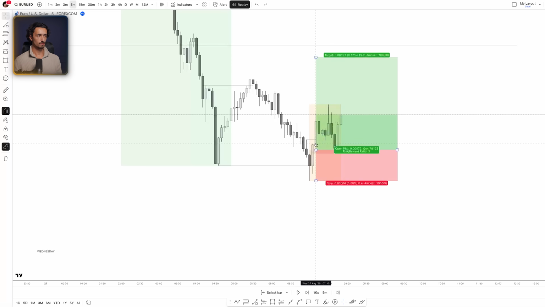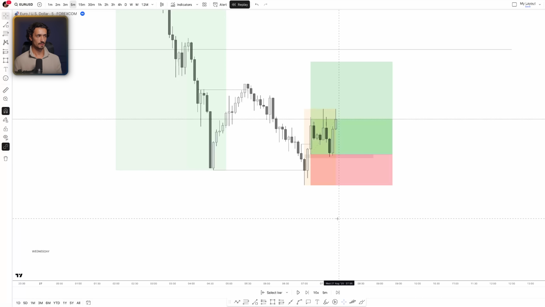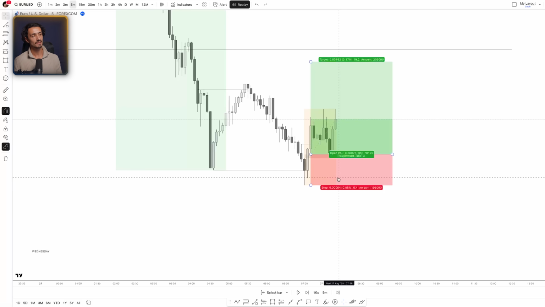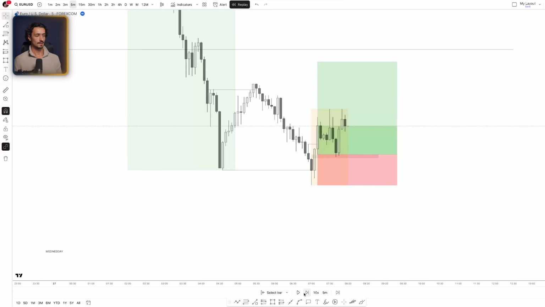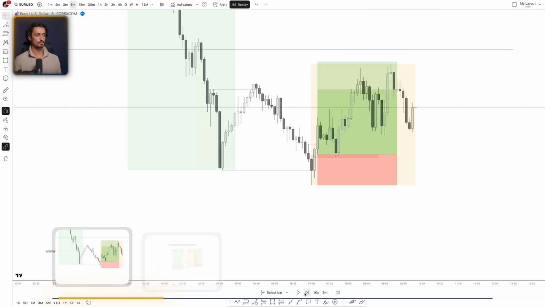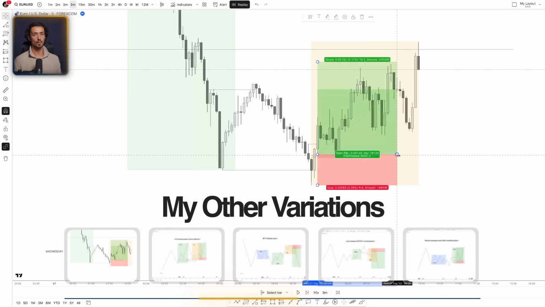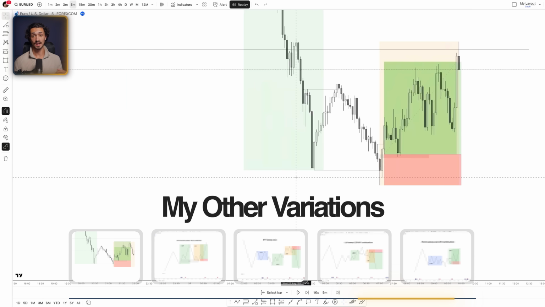You can see we have a really nice tag perfectly from this fair value gap, and we start getting an immediate reaction toward the buy side. Now this is the strategy in a nutshell. However, there are multiple variations of this system. So this previous day's low sweep is just one of 5 different variations that I have for this strategy.